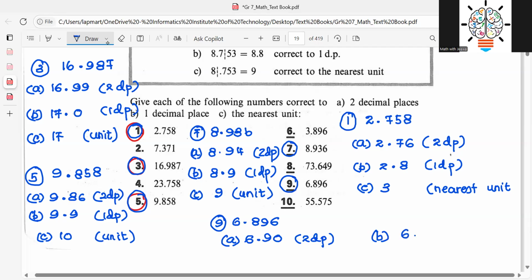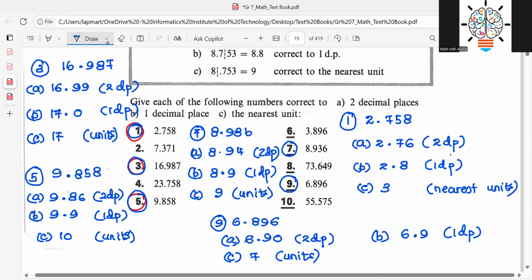So then here it is 6.9, and I write 1 dp. And the C part, that becomes 7 to units. This is how units, that's right. Okay, like this. Hope it is clear for all of you, that I just want to double check whether I have done it correctly.